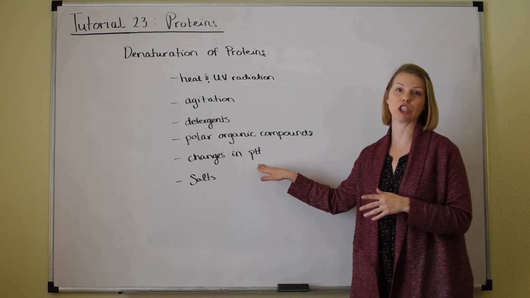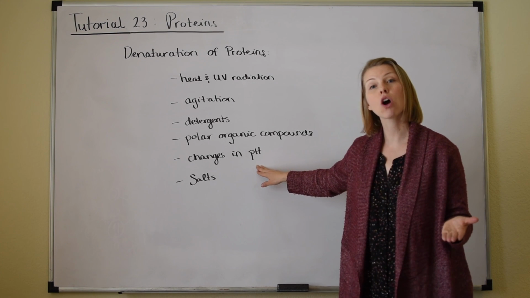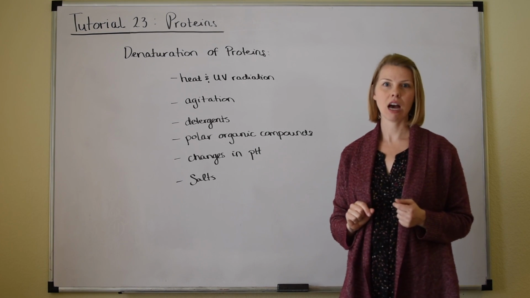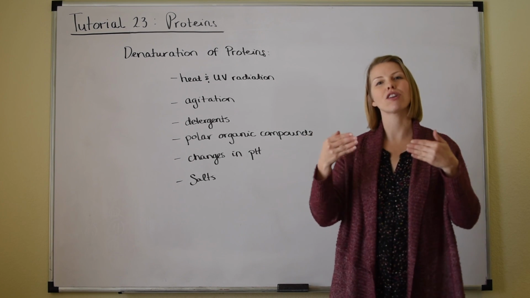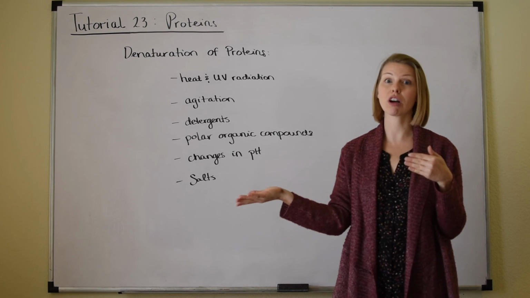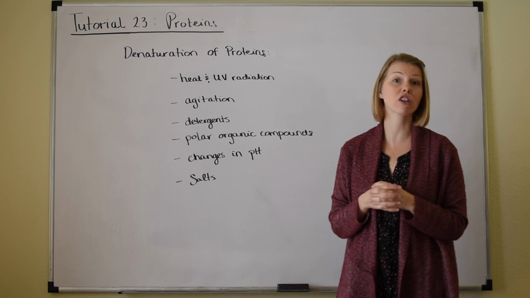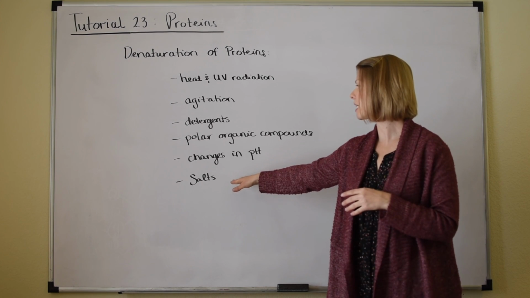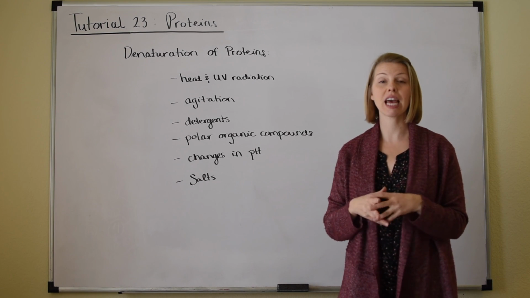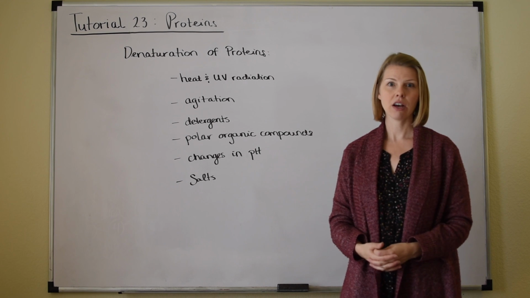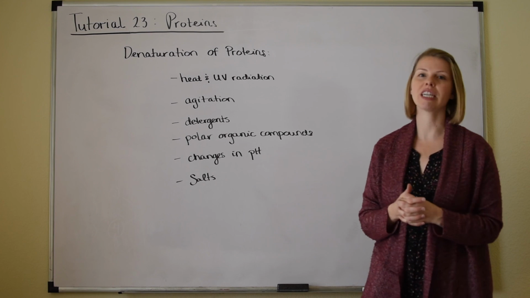Changes in pH, so adding acid or base, can either protonate or deprotonate our acidic or basic side groups, thus disrupting our salt bridges. If one of those units is no longer charged, we're not going to have an attraction there between the positive and the negative. No longer exists. And finally, addition of salts can do the same. It can also disrupt salt bridges and denature our proteins. Okay, so just a quick summary there of denaturation.